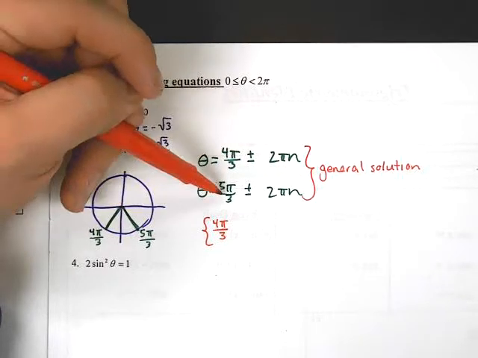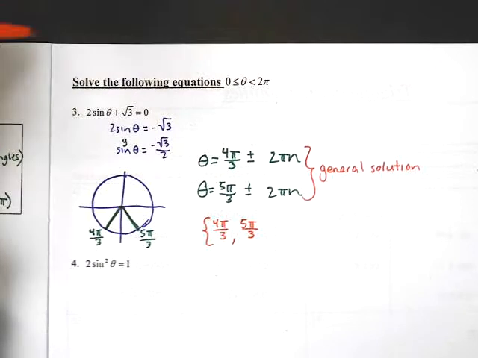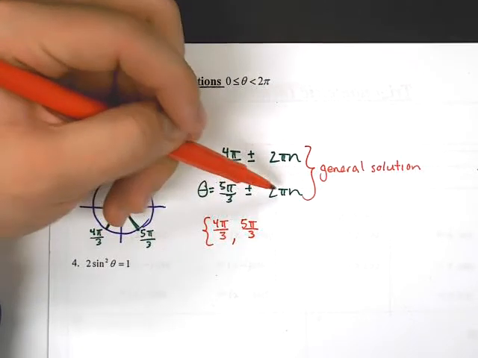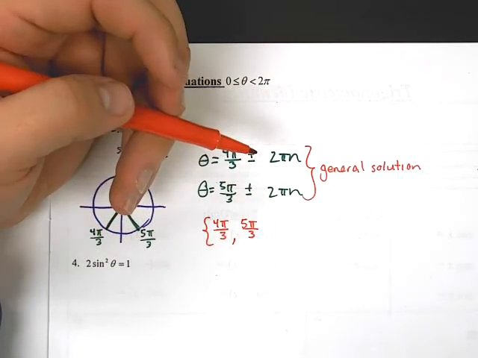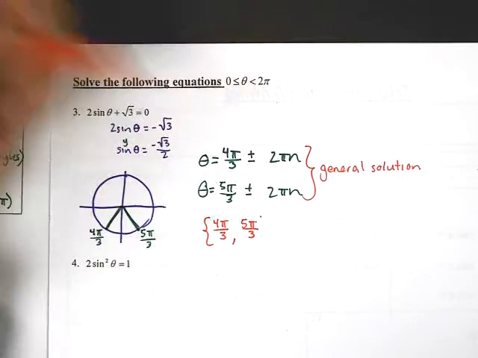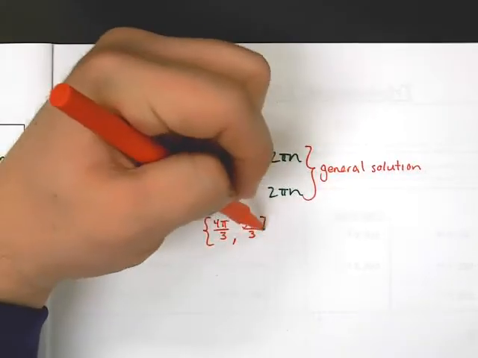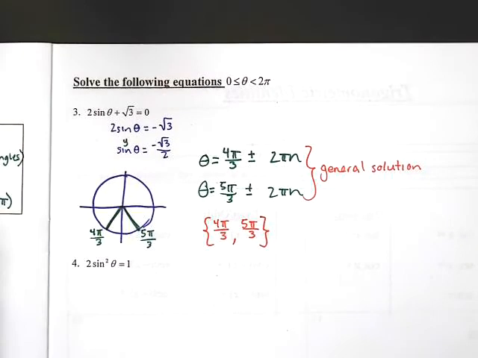But I move on to my next equation, and I see I have another solution at 5 pi over 3. Once again, if I add 2 pi, I'm going way, way past a full rotation. Or I guess I'm going way past 2 pi. It would be a better way of saying that, excuse me. And so now I know that that is my final list.